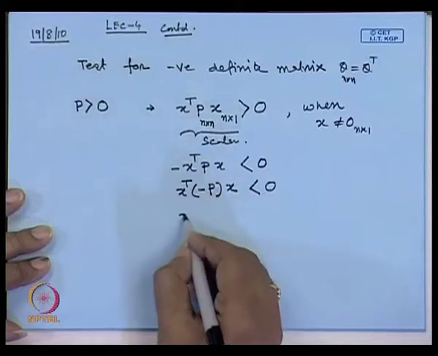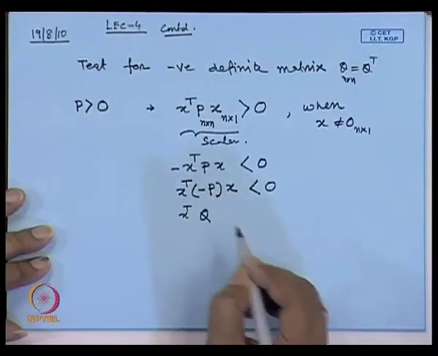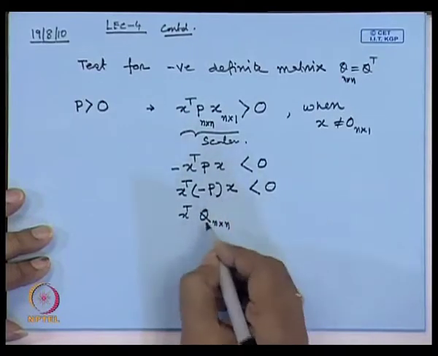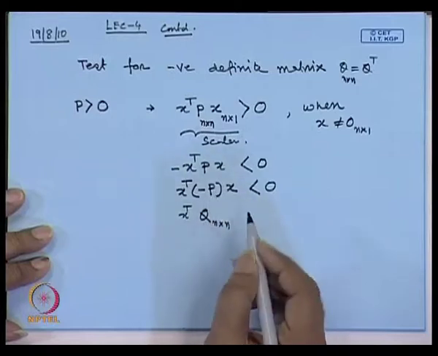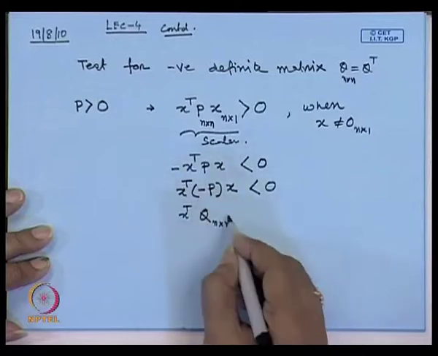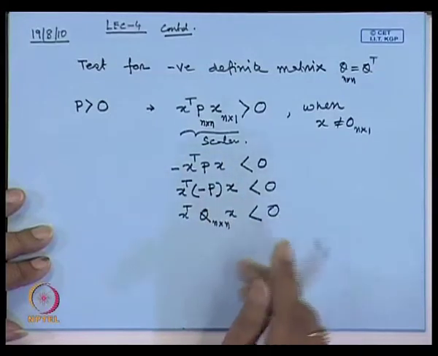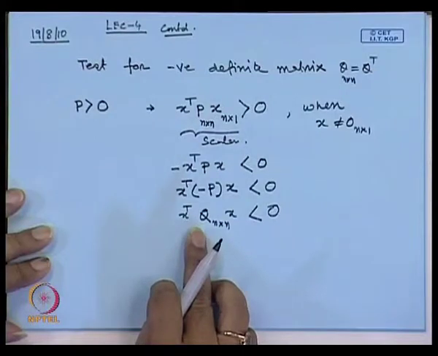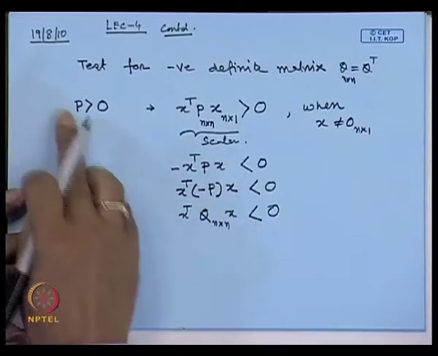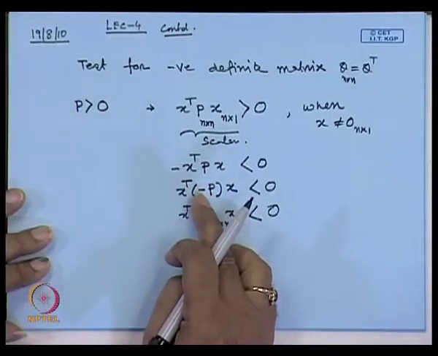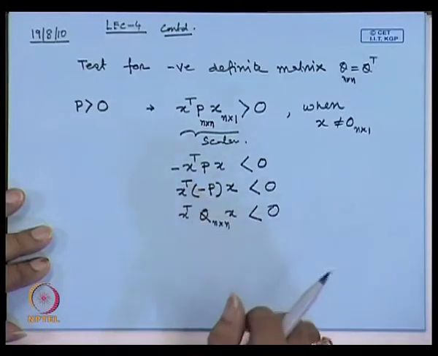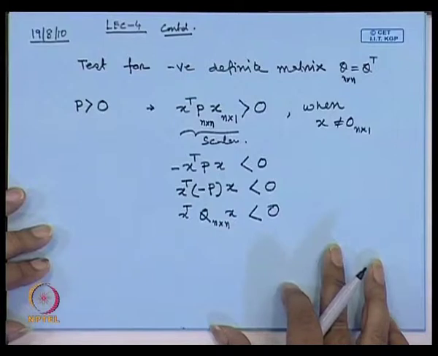So, minus P I am considering as a new matrix Q, whose dimension is n cross n, because the dimension of P and the dimension of Q must be the same. The difference between P and Q is that minus P is equal to Q. So now I have to check whether this will be less than 0 provided Q is a negative definite matrix. Just now we have seen that if P is positive definite and multiplied by minus, this matrix will be a negative definite matrix, but how to test whether it is a negative definite matrix or not.